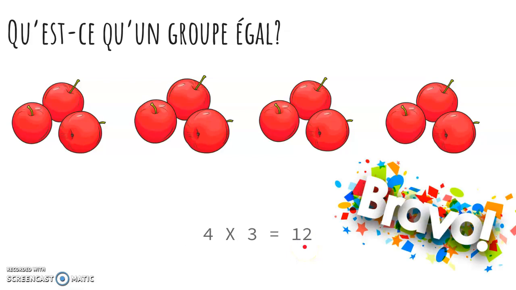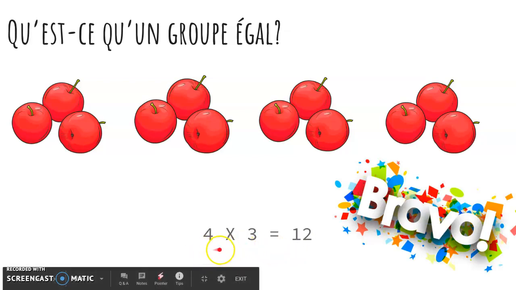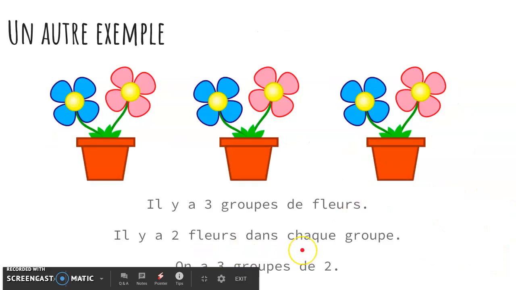Congratulations, you just did multiplication. 4 multiplied by 3 equals 12. Another way to say that is 4 times 3 equals 12, because we have 4 groups, and in each group there's 3 apples, and there are 12 apples in total. So again, 4 times 3 equals 12.